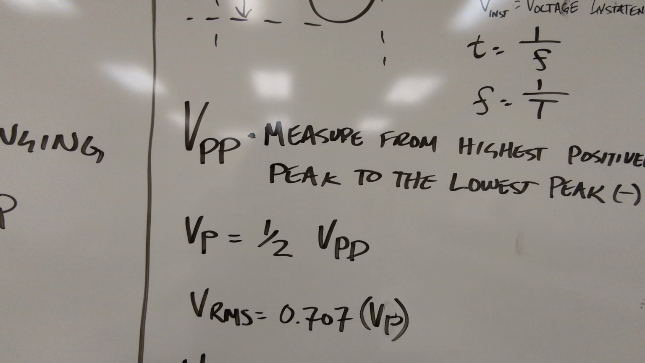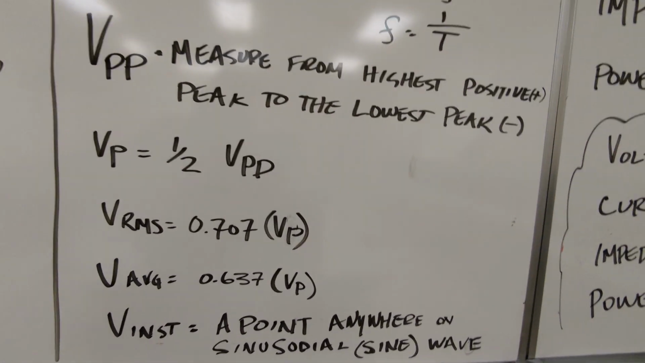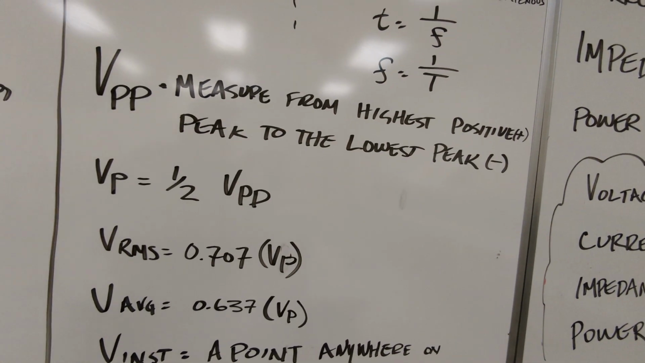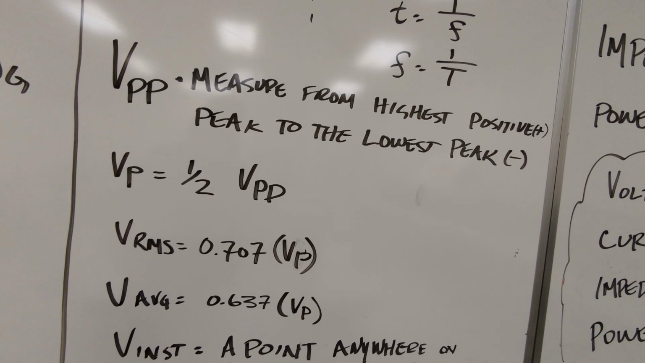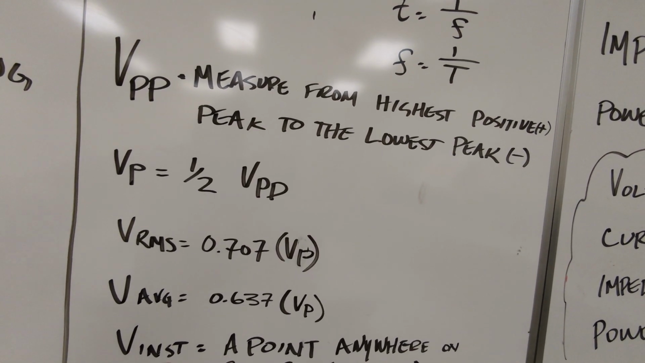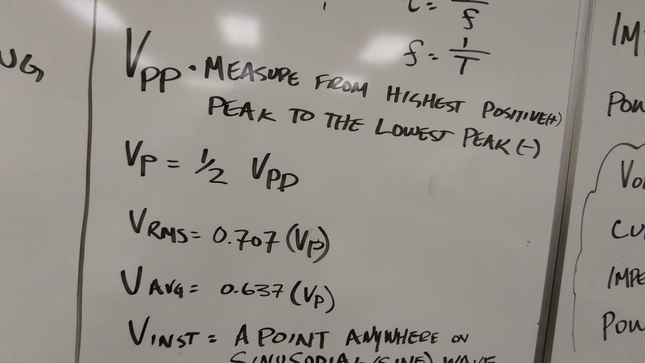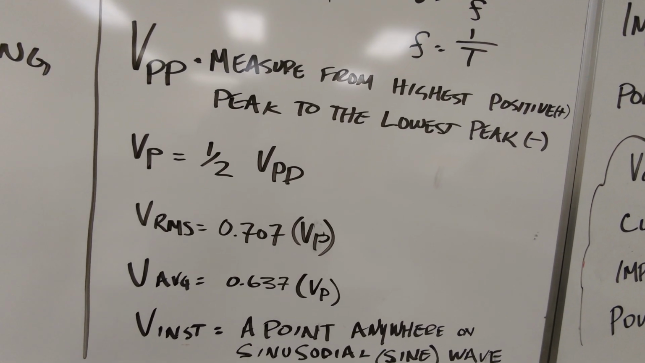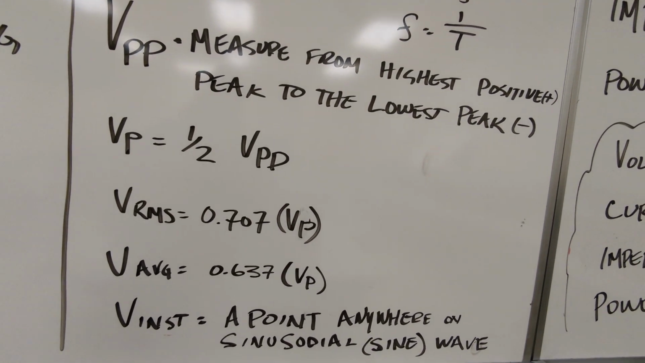So if I'm defining these ideas, my voltage peak to peak is a voltage that is measured from the highest positive peak to the lowest negative peak. That's my voltage peak to peak. So the very top of that sine wave to the very bottom. And then if I want to talk about voltage peak, I'm just talking about half of the voltage peak to peak.